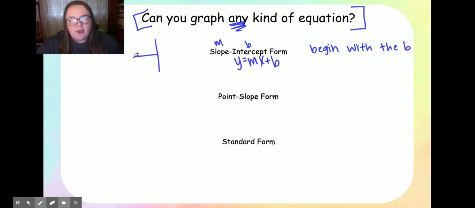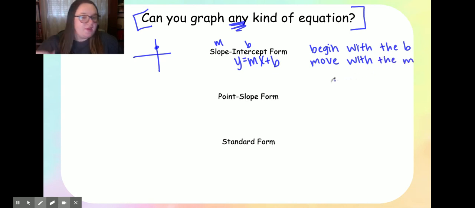So if this was my graph, I would begin with my b, maybe it's right here on that y-axis, and then we move with the m. Begin with b, move with m. Well, m is the slope, so we're going to use the slope to move. Our slope tells us rise and then run, rise and run. And then you go the opposite direction. You can continue to fill in that line with that same pattern. And voila, you can graph equations in slope-intercept form.